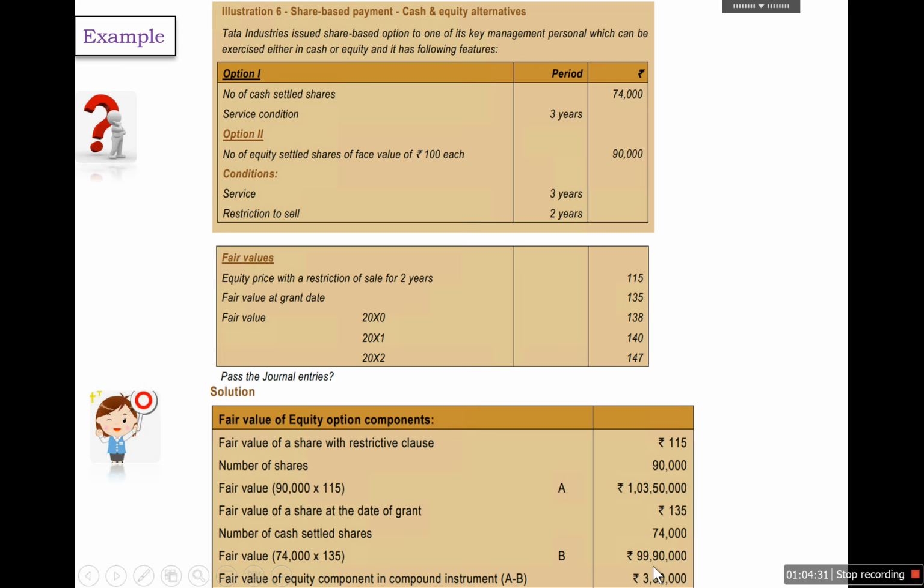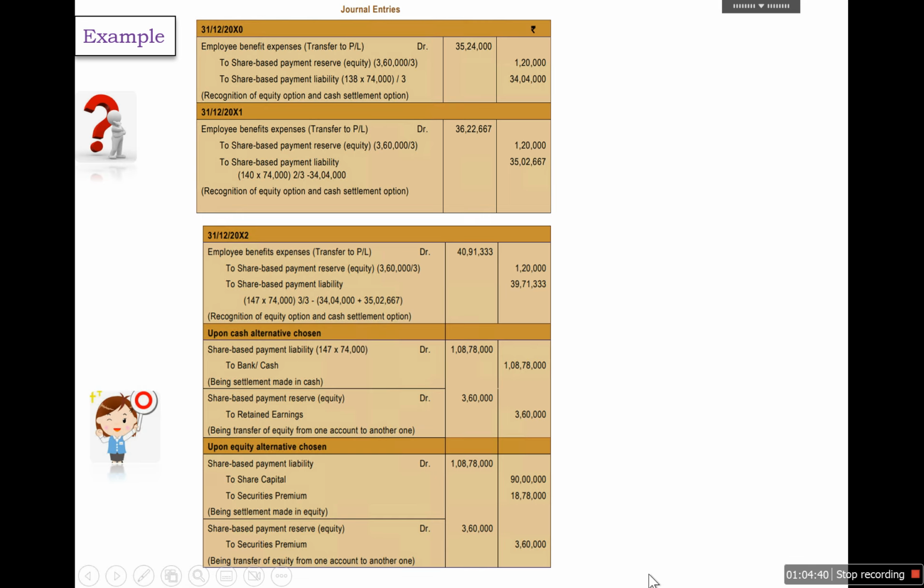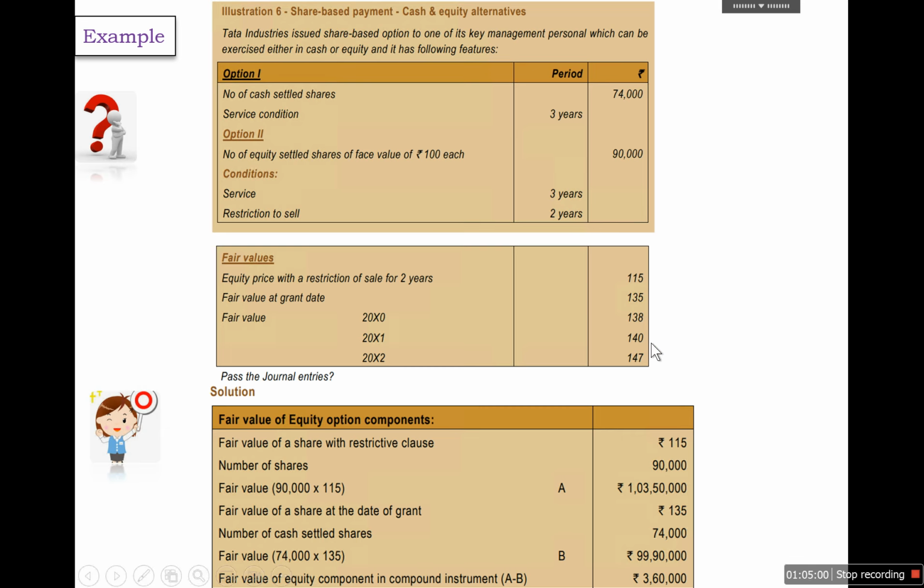So it comes 99,90,000. So the fair value of equity component is the compound value minus the cash value, it comes 3,60,000. So accordingly, expense will be debited based on the shares. It will remain the same amount each year, but the share based payment liability will keep on changing. At the end of the year, the value was 138, 140, and 147.